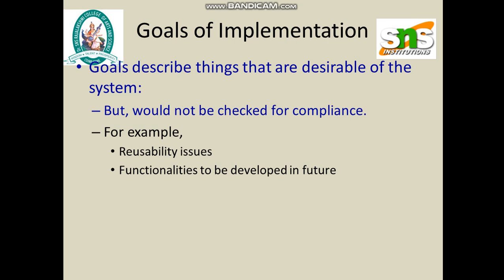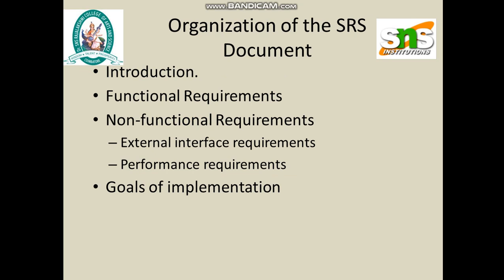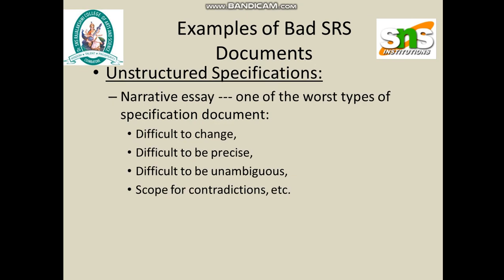For example, it discusses reusability issues and functionality to be developed in future, but it would not be checked for compliance. And how to organize the SRS document? First you must give the introduction about the proposed system and the functional requirements, just input data, processing data, and output. The second part is non-functional requirements, which discuss external interface requirements and performance requirements. And finally the third part is goals of implementation of the proposed system.